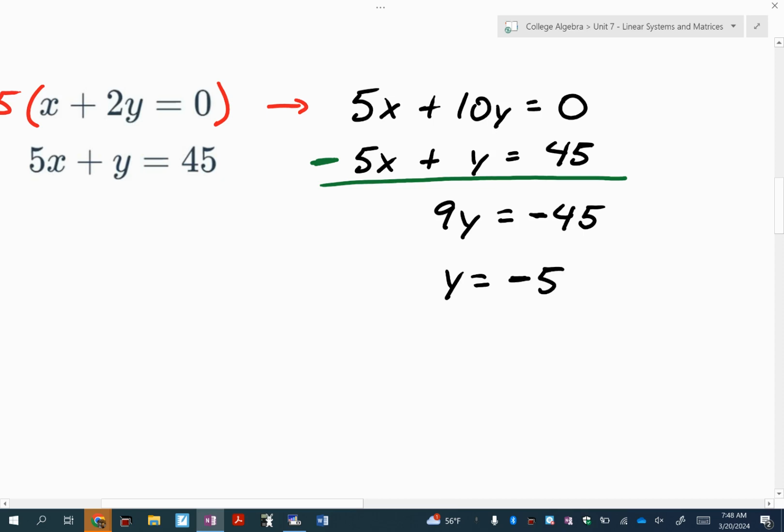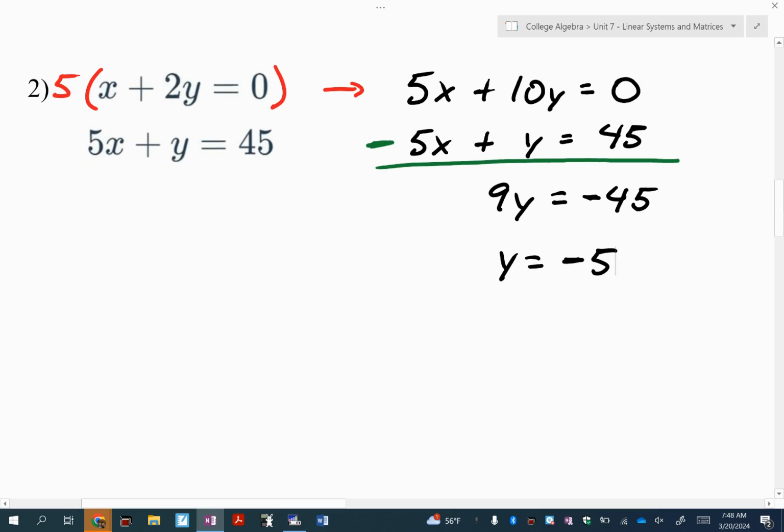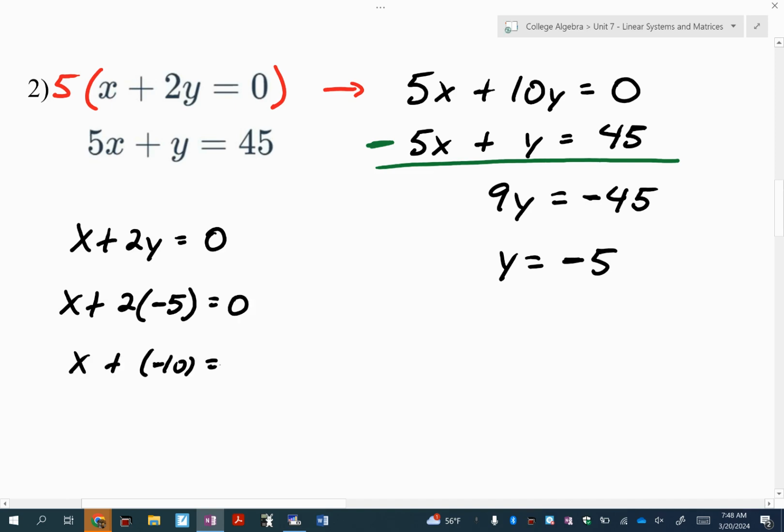All right, we're halfway there. At this point, we're going to plug it in. Hector, can you choose one for us? Do you want to choose the first or the second one? It doesn't matter. First one. So Hector's choosing x plus 2y equals 0. I'm going to replace y with negative 5. And that gives me a negative 10.